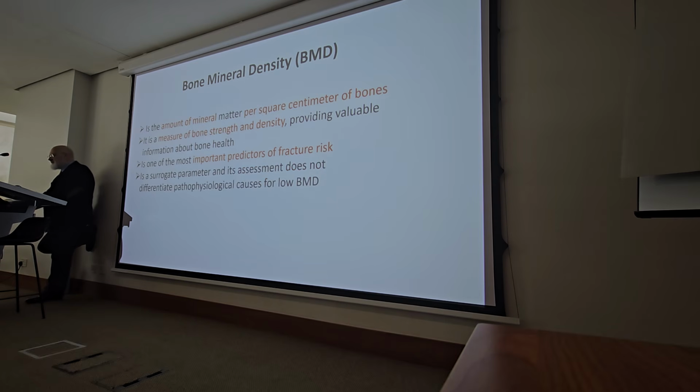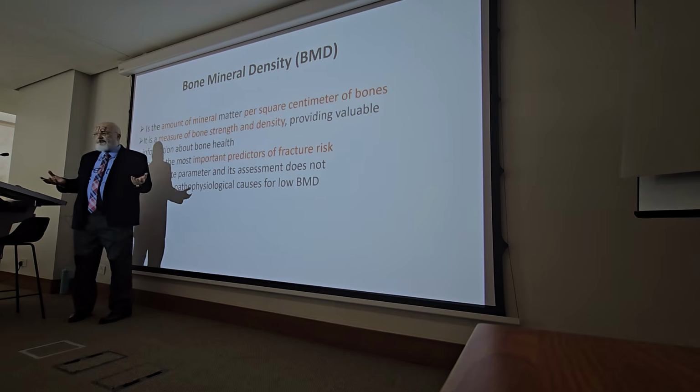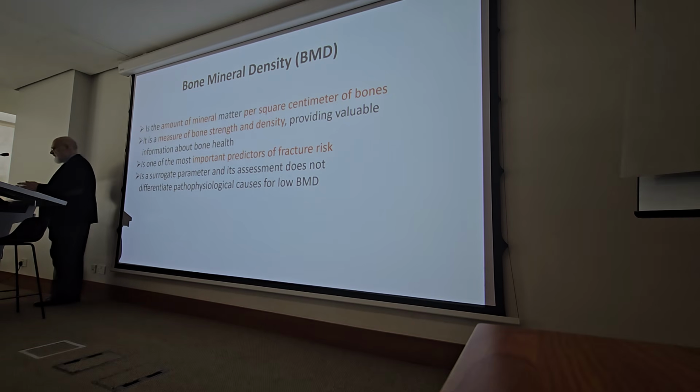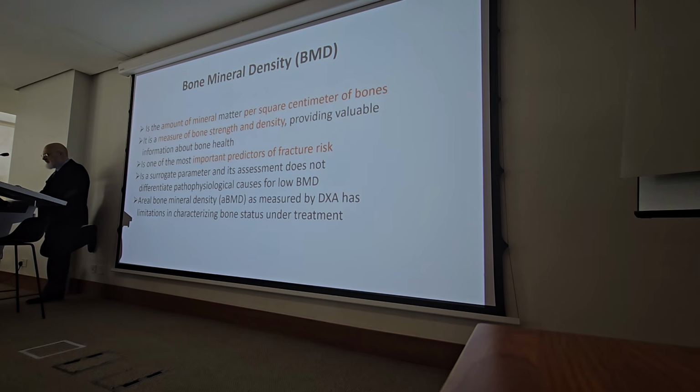It's a surrogate parameter, and the assessment does not differentiate pathological causes, which means I don't know what the cause is of the bone mineral density being low, but I know it is low, so I have to figure out the cause. Again, you can look at bone turnover markers, and look for something else, calcium level and so on.